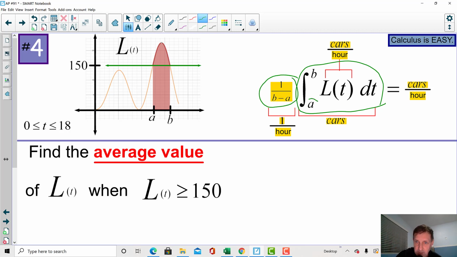Remember, your integral goes from a to b. And so the only thing that makes this one a little bit difficult is you have to find the a and the b value. That's what makes this one tough. Otherwise, just a basic example of finding the average value of L of t.